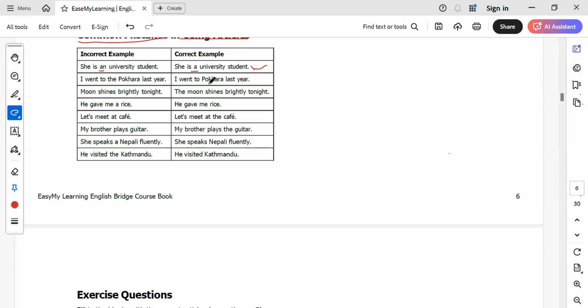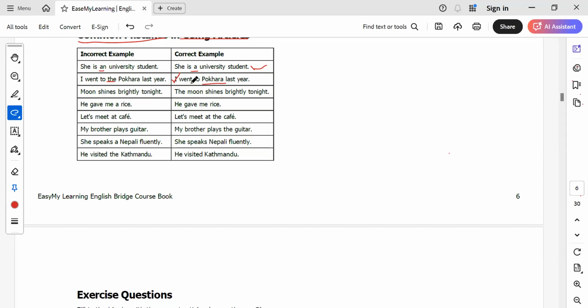So I went to Pokhara last year. The reason why we do not use anything is we all know what Pokhara is. We all know what Nepal is. We all know what India is. So we do not want to specify the. We are not trying to define the object. Everybody knows in the world what the object is, which is a place. So I say I went to Pokhara last year instead of I went to the Pokhara last year.